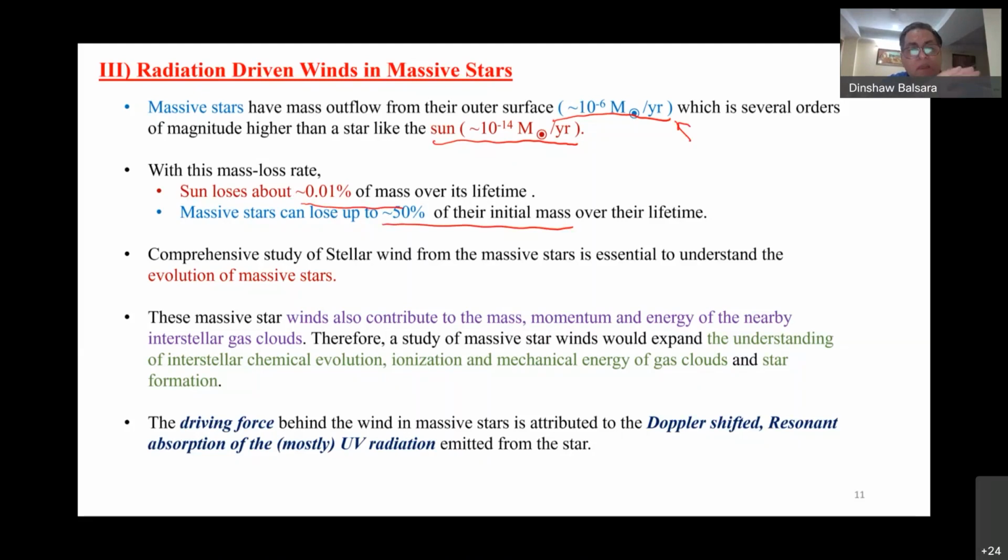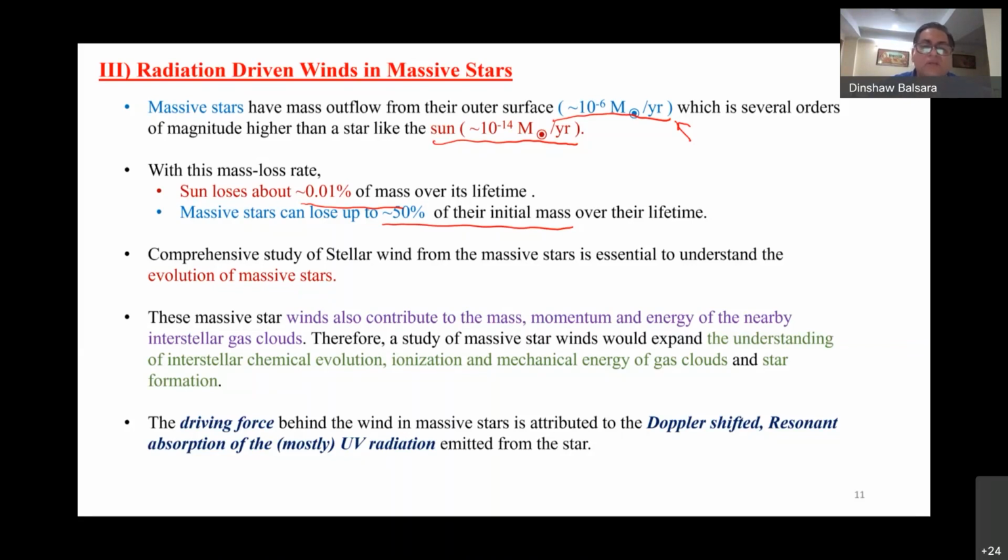And it's essential to understand the evolution of these massive stars within the context of the winds that they send out. These winds are very important because they affect the chemical evolution, the mechanical energy, the ionization structure of the interstellar medium, and also the star formation that takes place inside giant molecular clouds. So these massive winds affect a lot of things, and it's important to study them.